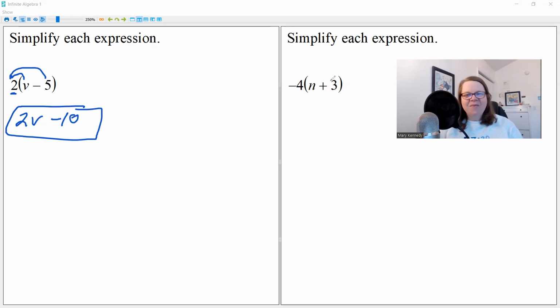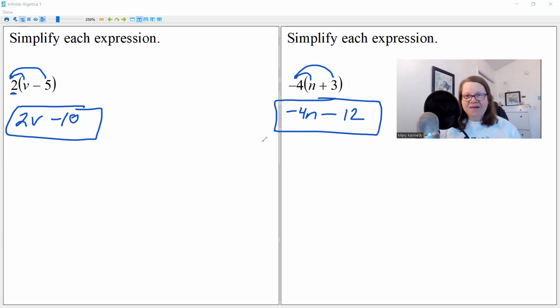So see if you can do the same thing for the second one. Pause it, try it. Okay, so -4 times n, that's just -4n. -4 times +3 is -12. So that's like -4 some things, minus $12. I always think of the number as just like money. That's usually helpful. You can't combine that together. There's nothing else to do. That's your answer, -4n and -12.